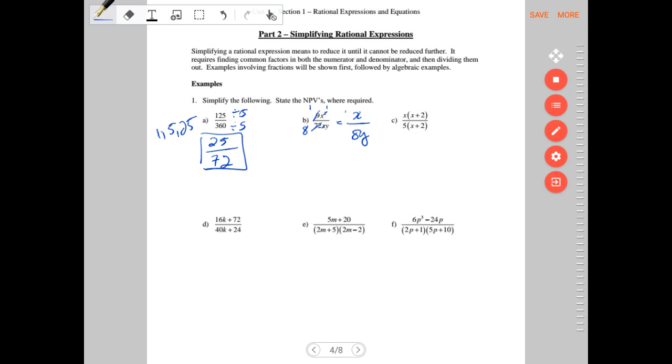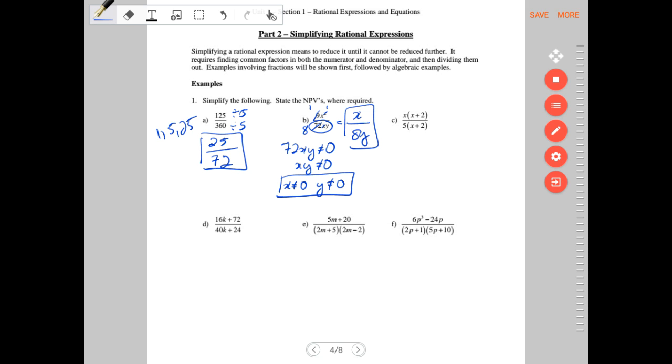Okay, good. Now that's as simple as that gets, but this one has variables in the bottom, which means we have to find the NPVs. We have 72xy can't be 0. Divide by 72, so we just get xy can't be 0. So in this case, because I have two factors, each one has to be set not equal to 0. So x cannot be 0, and y cannot be 0. And those are your NPVs. Notice again that my denominator is a monomial, so it doesn't surprise you that this is the answer.